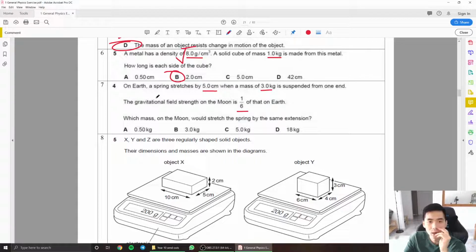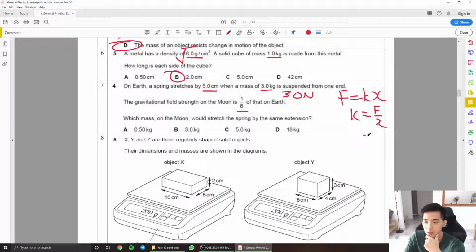Interesting. On Earth, a spring stretched by 5 cm when it has a mass of 3 kg. So assuming that was 30 newtons, this one here would have been the spring constant. F is equal to kx. The k in this case will be F over x. It will be 30 divided by 5, which is going to be 6 newtons per cm.